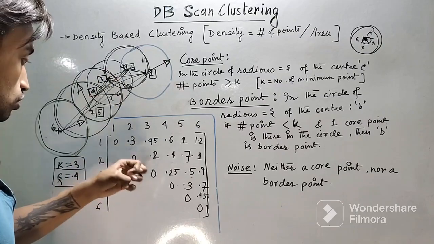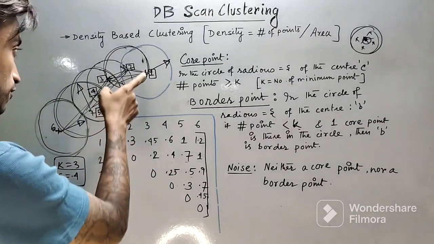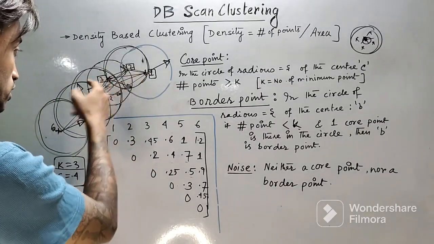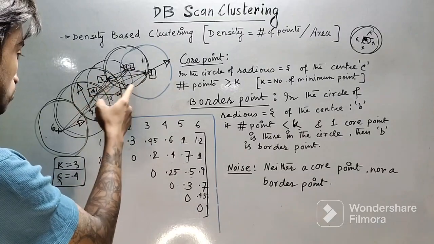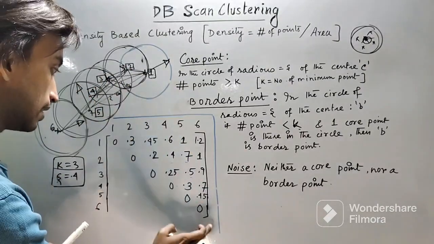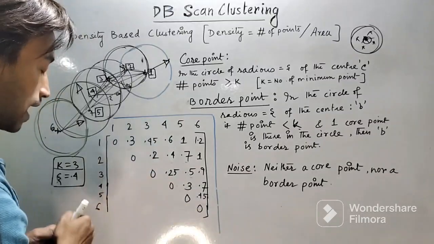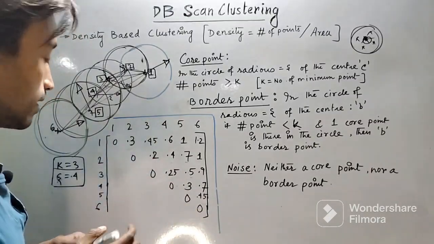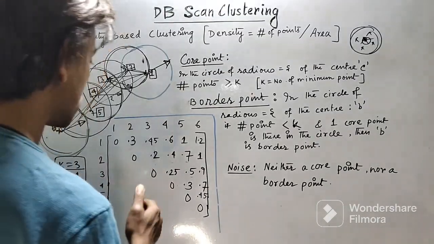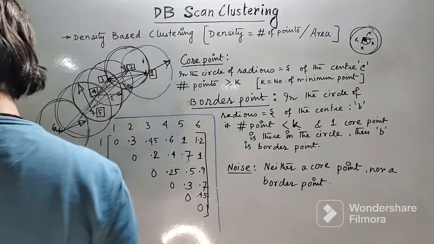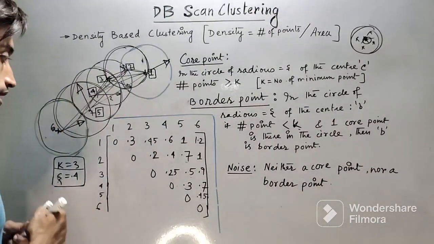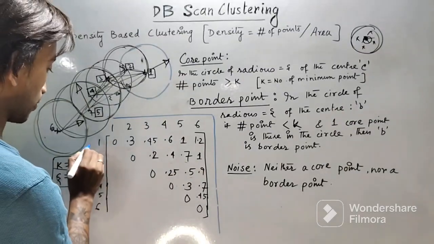That is 0, 2 to 2, all these diagonals will be 0. And from here 1 to 2, 2 to 3, 3 to 4, 1 to 3, 1 to 4, 1 to 5, 1 to 6, all the distance matrix we will have. Okay, so from here we have to find which one is the core point and which one is the border point.